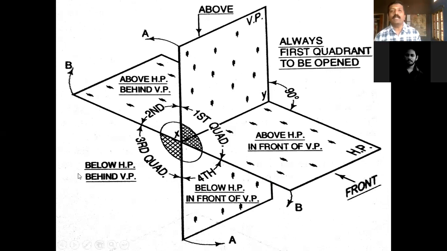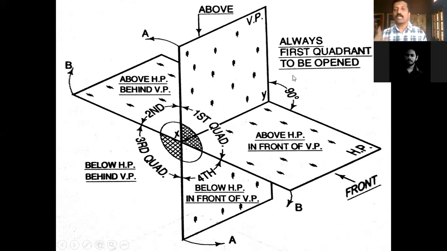For example, assume that the object is in the first quadrant. Then how do we define the position of this object with respect to HP and VP? If the observer is here, and the object is in the first quadrant somewhere here, the object should be above HP some distance and in front of VP some distance. Then only I can say the object is in the first quadrant.